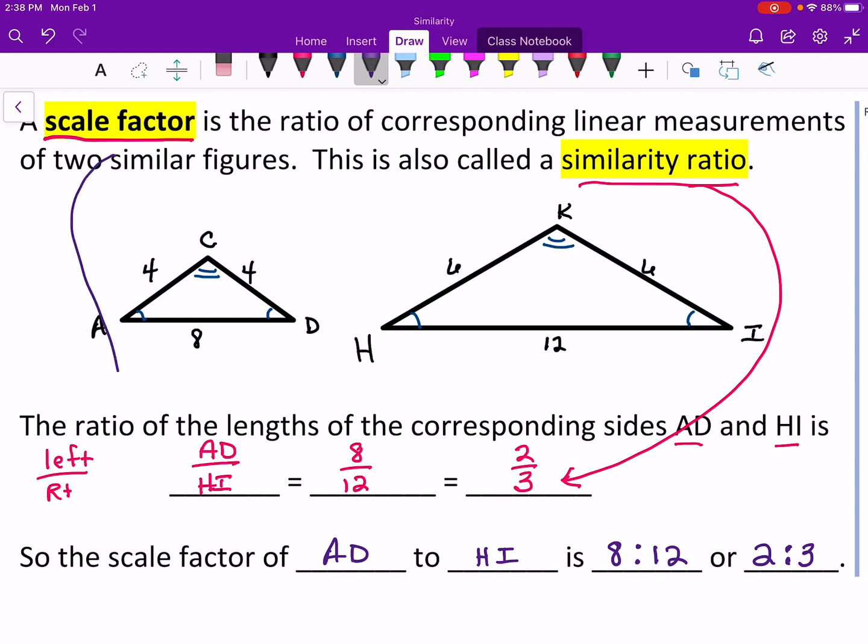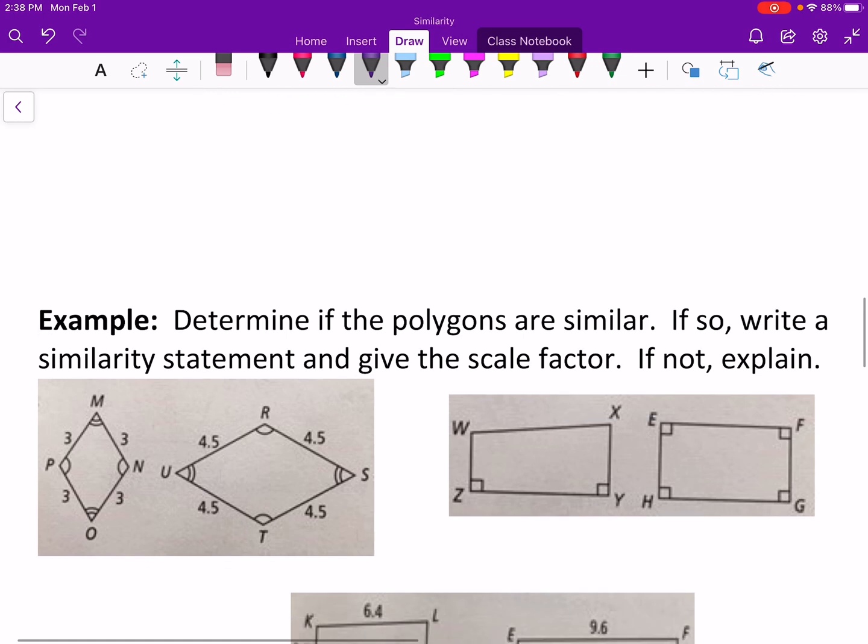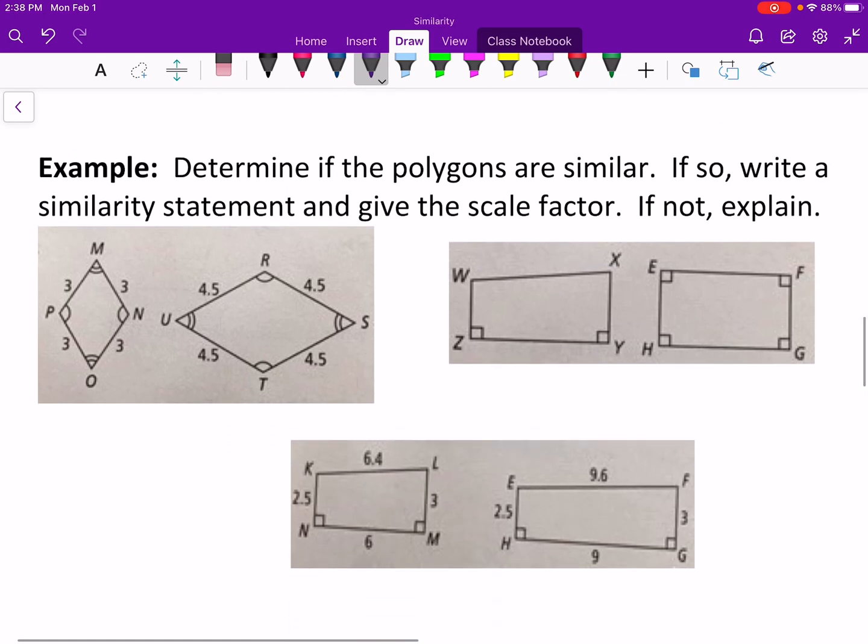And whenever you see anything on the side of the box, you're not going to see a fraction. You're going to see something with a colon or something with the words "2 to 3." They all mean the same thing. Means for every 2 inches in the figure on the left, the figure on the right will have 3 inches. We can use those scale factors to find the lengths of missing parts. We'll do that in just a minute though.